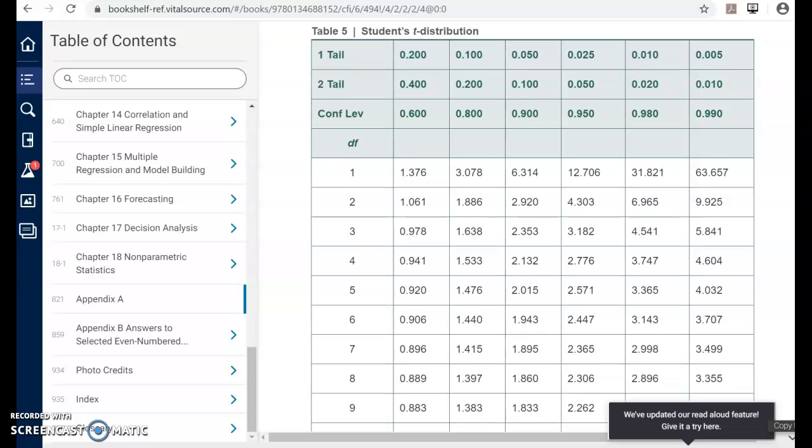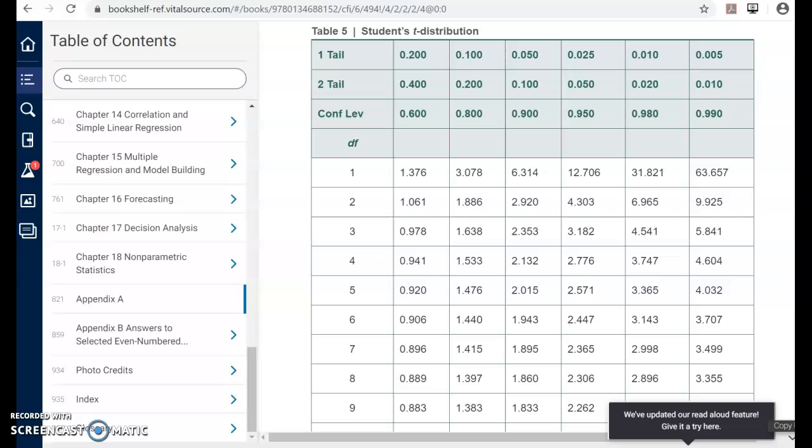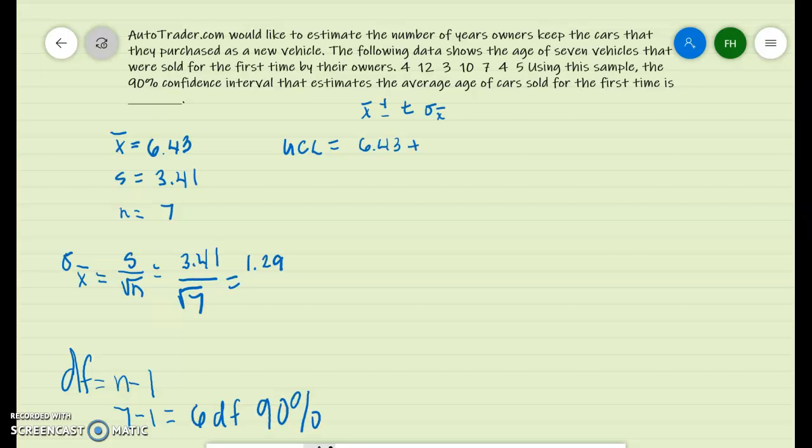So I think we said 90%. Yes, 90%, and our degrees of freedom is n minus 1, so 7 minus 1 would be 6 degrees of freedom, and a 90% confidence interval. You have to know those two things. So here's 6, and then 90% would be 1.943. So t is 1.943, and our standard error, which is this right here, 1.29.